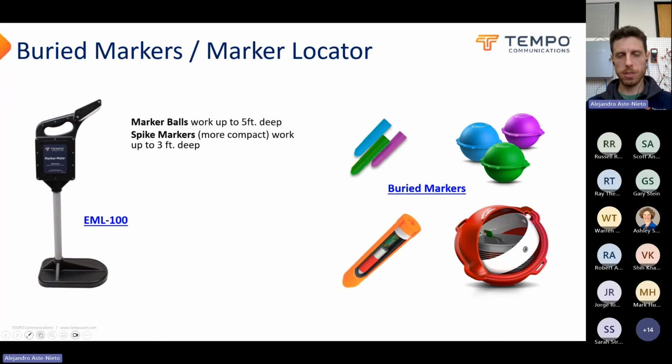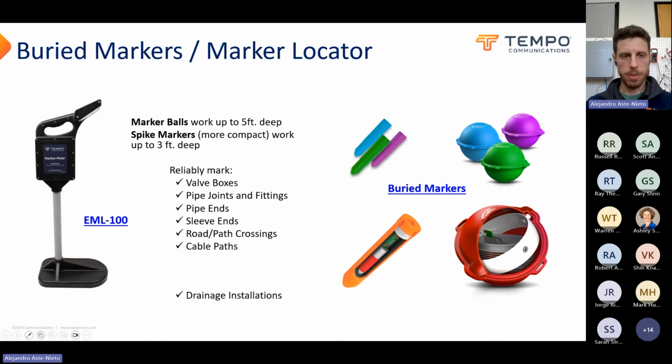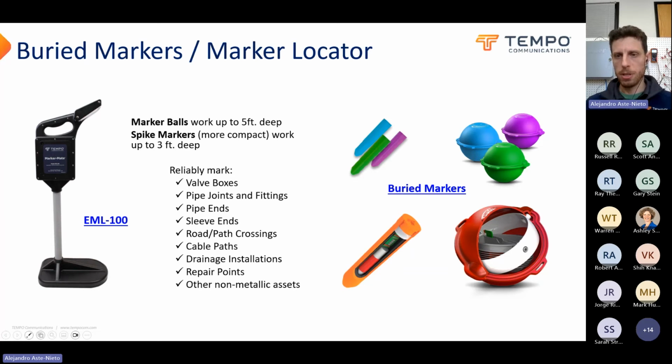We primarily sell these to utilities. They're more concerned with what's buried so that they can dig safely and not worry about hitting something. But in irrigation, you can mark things of interest as well: valve boxes, pipe joints and fittings, pipe ends, sleeve ends, crossings, whatever you want to mark and be able to come back and confirm later. So this is a system that's potentially useful for irrigation as well.